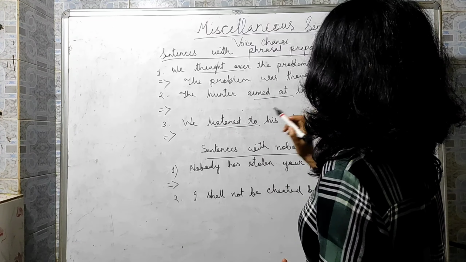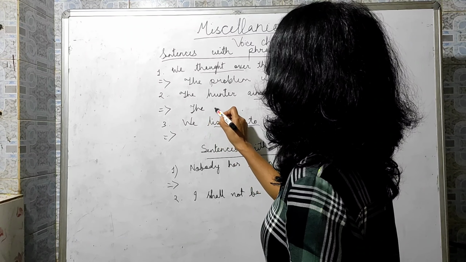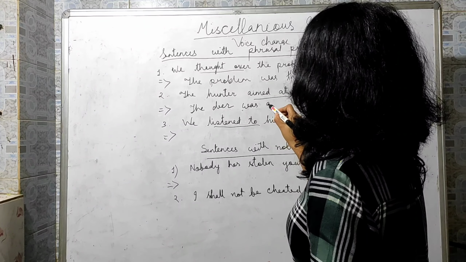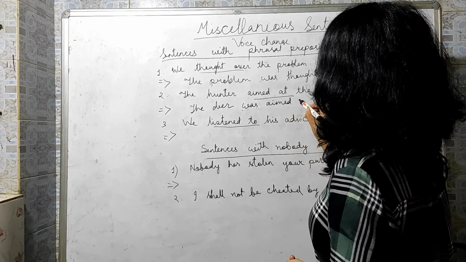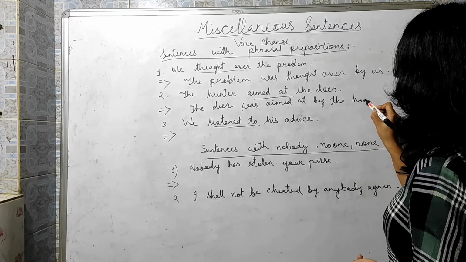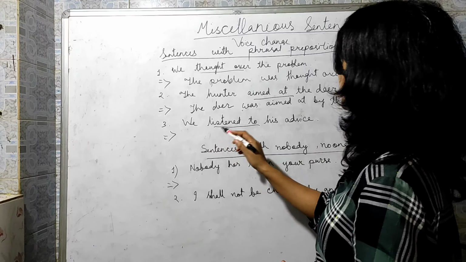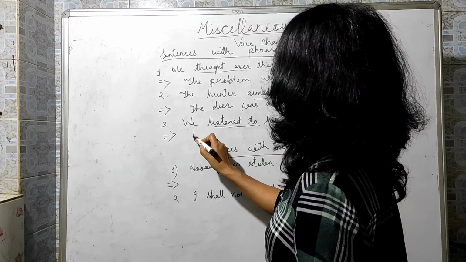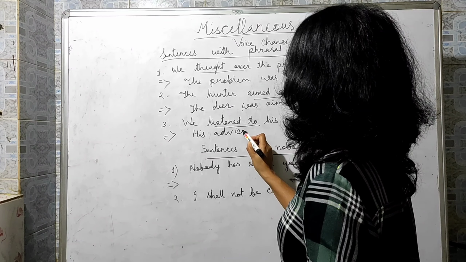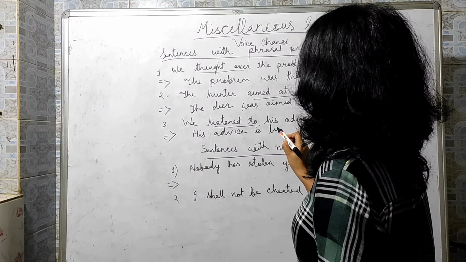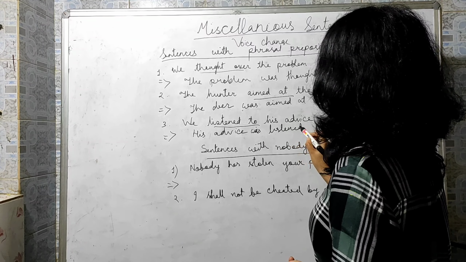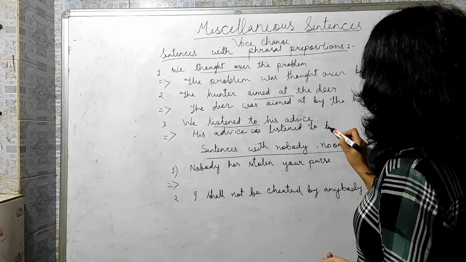"The hunter aimed at the deer." The deer, again past tense, was aimed at by the hunter. "We listened to his advice." His advice was listened to by us.